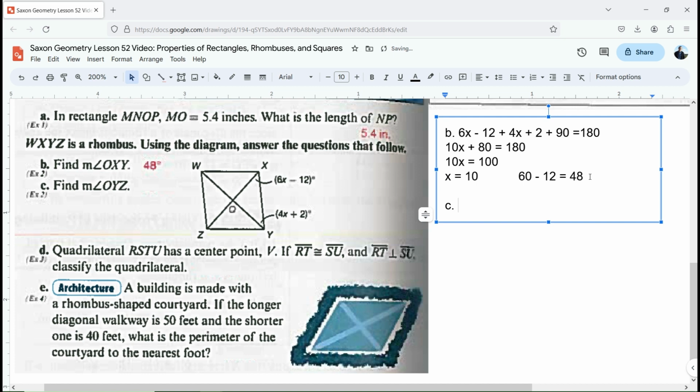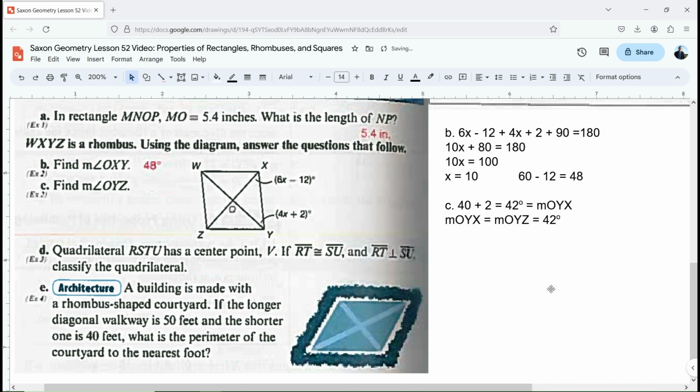And in this case, I'm going to have 40 plus 2 equals 42 degrees. That's going to be the measure of angle OYX. And then I know that the measure of angle OYX equals the measure of angle OYZ, so that's also 42 degrees. There we go. Let's see if we got that one right. 42 degrees? Yes. And I knew that because this is an angle bisector. And I could figure out what this angle is because of the other math that we did up above.